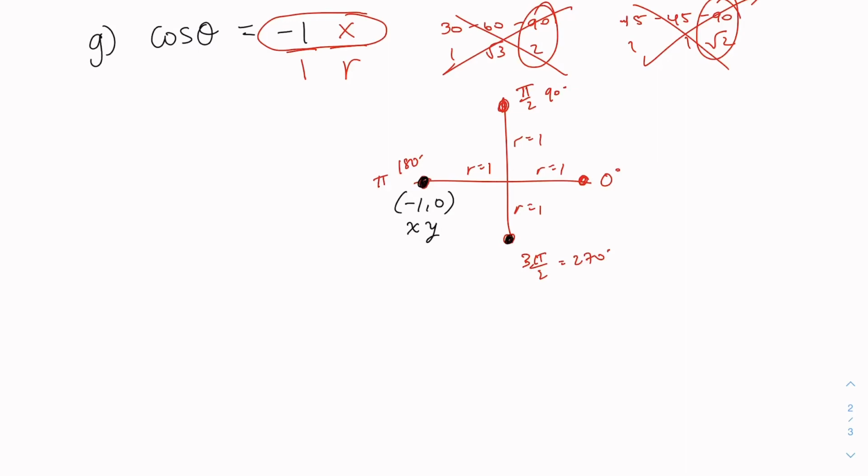Down here, if you're like, well, what about the other points? Well, down here, x is 0. And same with the 90 degrees. X would be 0 as well. And then over here on the right side, my x is +1. So the only place where x is -1 is right over here on the left. So we're done. We've already figured out our answer.